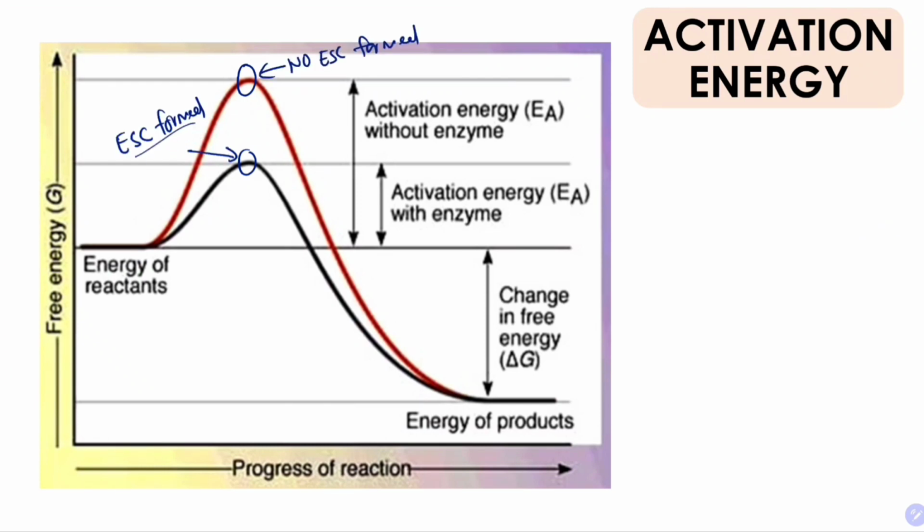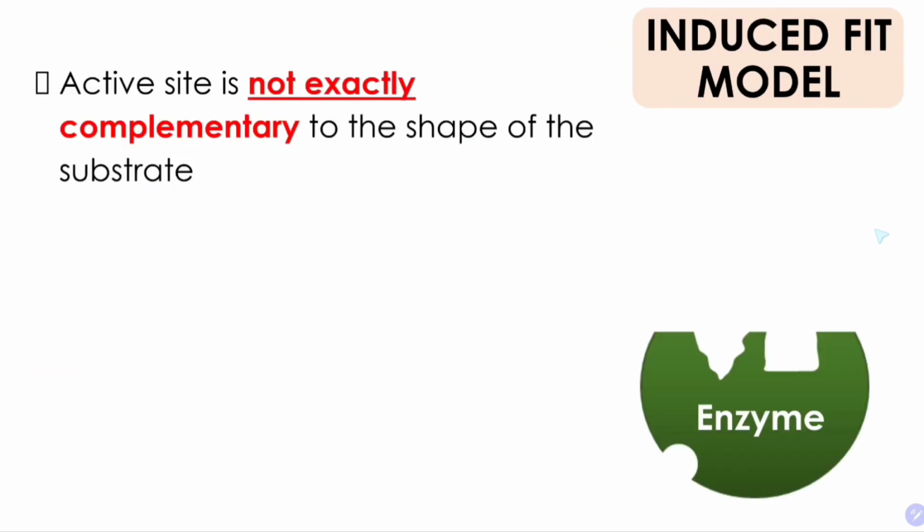When there is ESC formed, the activation energy for that reaction is lower compared to the chemical reaction without enzyme, which has higher activation energy. All of this is because no ESC is formed. Okay, next, we discuss the mechanism of enzyme action using the induced fit model.